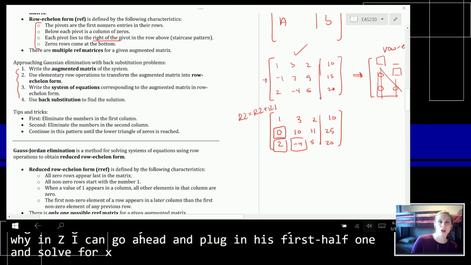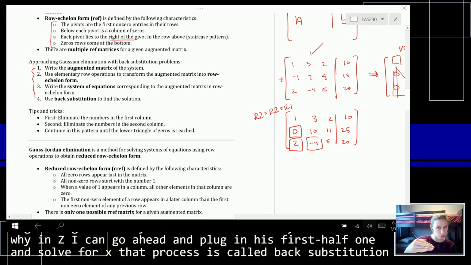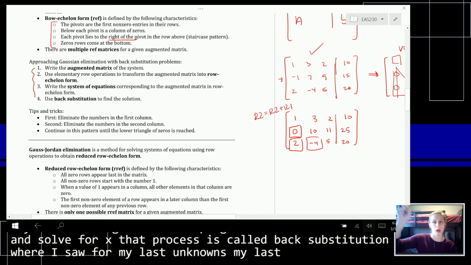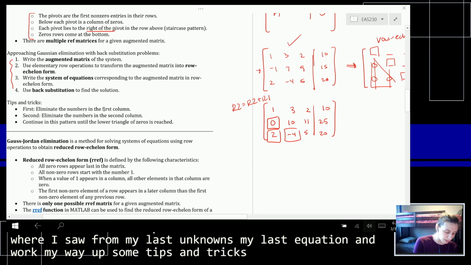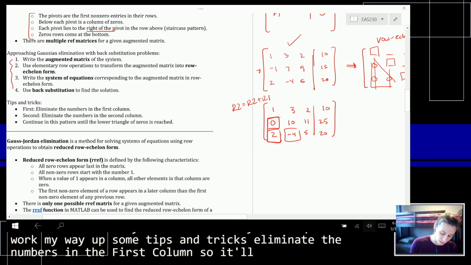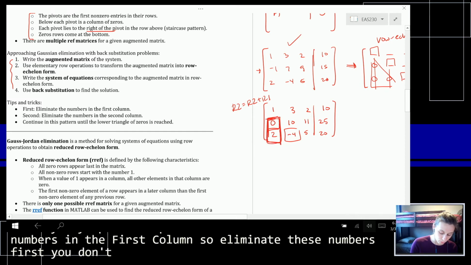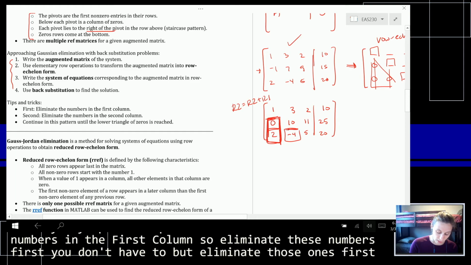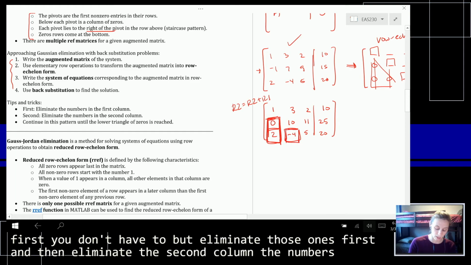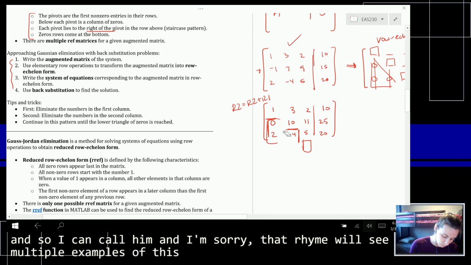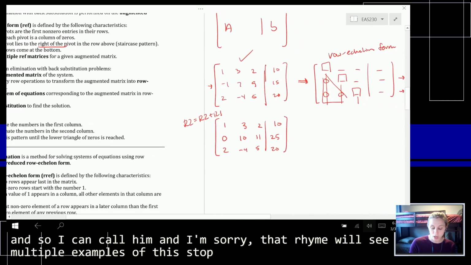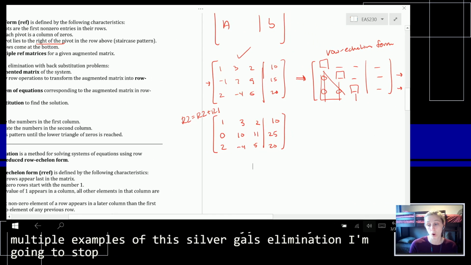That process is called back substitution, where I solve for my last unknown with my last equation and work my way up. Some tips and tricks: eliminate the numbers in the first column. So eliminate these numbers first. You don't have to, but eliminate those ones first. And then eliminate the numbers below in the second column, and then the third column, etc. And we'll see multiple examples of this. So for Gauss elimination, I'm going to stop there, and it's called row echelon form.